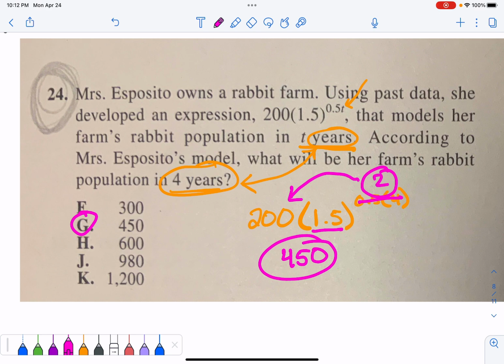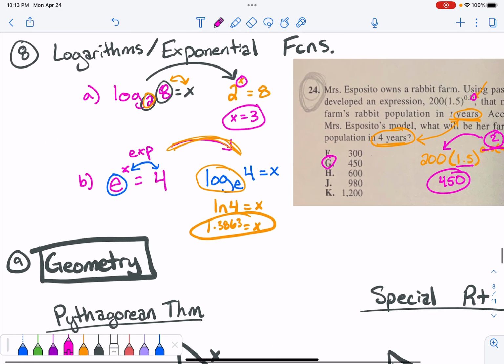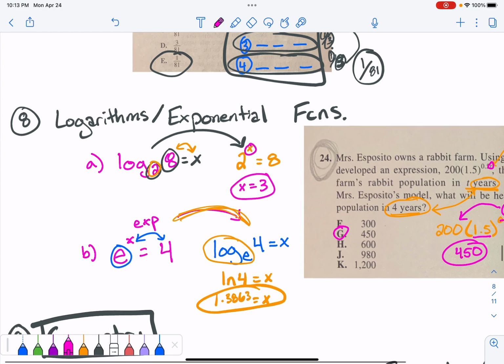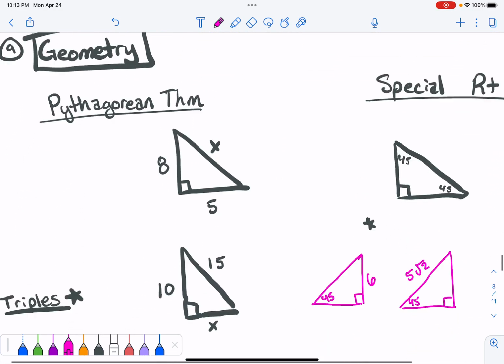Sometimes, I know in the past, with trig and calc kids, we've had to solve for t, undoing this equation using logs on both sides and all that stuff. I don't think they're going to give you something that hard. It's just going to be a simple plug in, if anything, or just a simple move logs around. Okay, that's as hard as they're going to give it to you for logs. All right, now we're on to geometry.